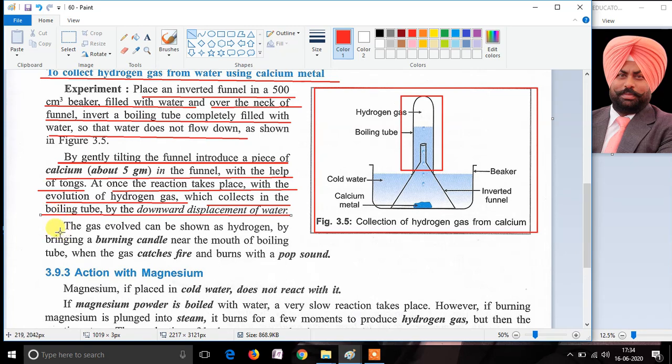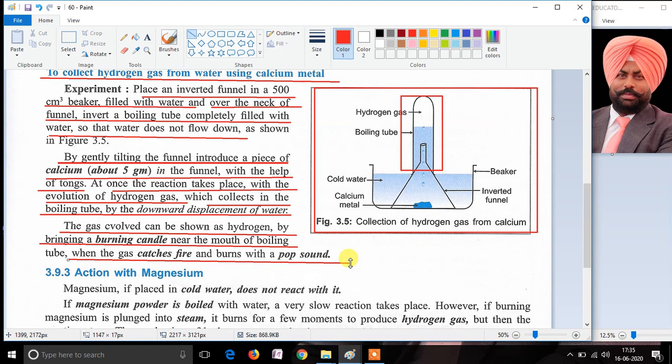The gas which is collected in the boiling tube is hydrogen gas. Now if you want to test this hydrogen gas, we can bring a burning candle near the mouth of this boiling tube. We will see that the gas catches fire and it starts burning and a pop sound is produced. This gives the confirmation that the gas which is produced and collected in the boiling tube is hydrogen gas, because only the hydrogen gas catches fire and produces a pop sound while it burns.